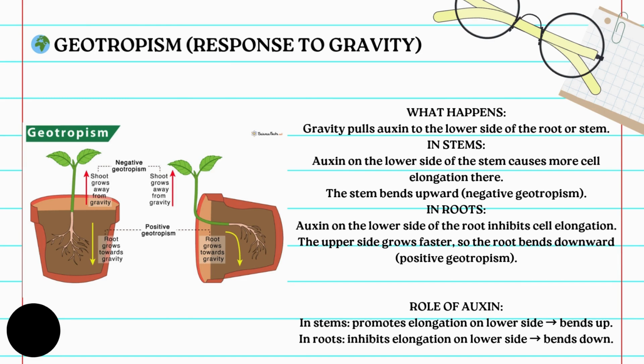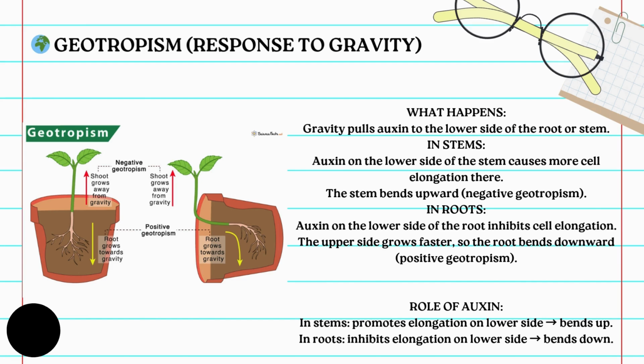But if it's going laterally, if there's no oxygen in the lateral part, the roots will be able to grow laterally. So the role of oxygen is that it will promote elongation on the lower side of stems, making those stems bend up or grow taller, and it inhibits elongation on the lower side of roots, which makes the roots bend downwards or go laterally. So again, with geotropism, there's positive and negative tropism.